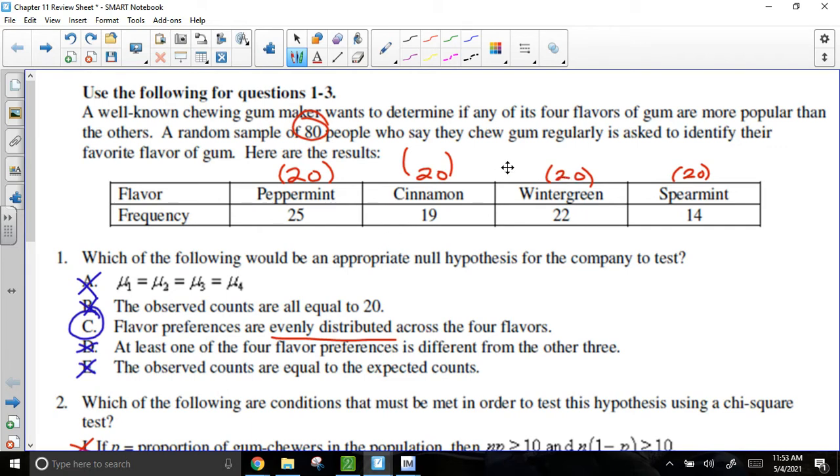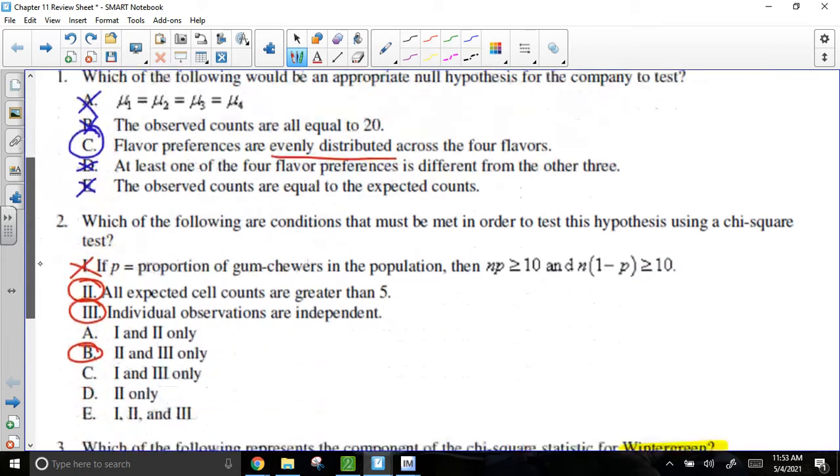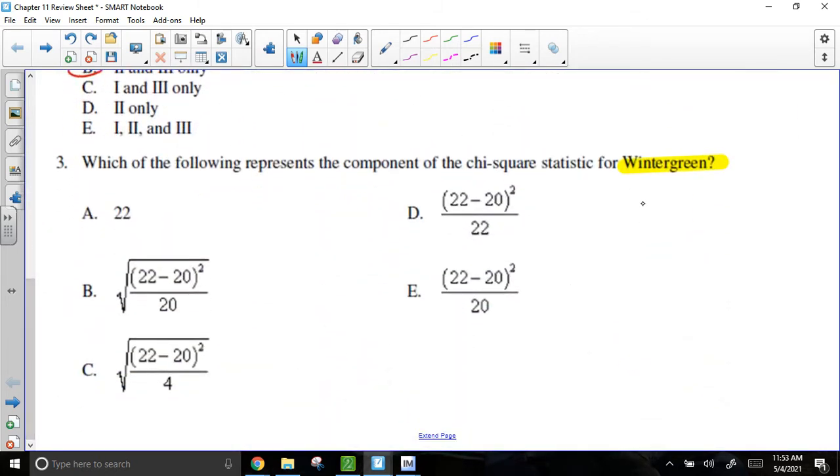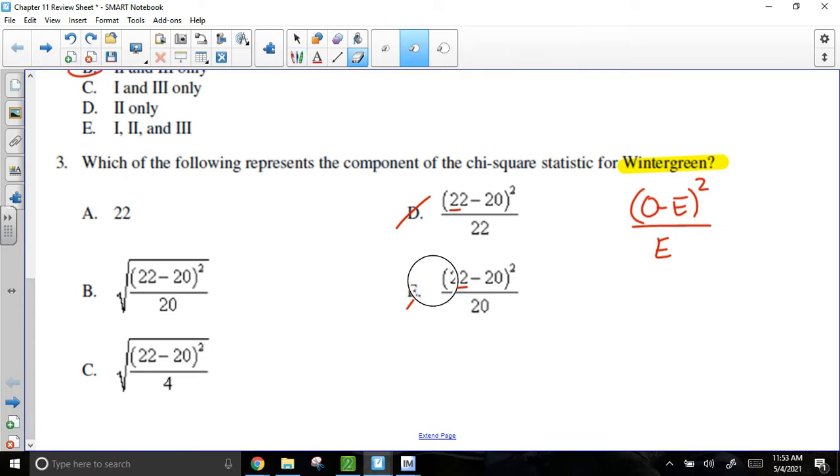Now, question 3 talked about wintergreen. So remember, this is the observed and this is the expected. So 22 is observed, 20 is expected. Now remember the formula. It's observed minus expected squared divided by expected. So if my observed is 20, it can't be these two because those start with 22. Oh, no, actually, my observed was 22. I was thinking the wrong one. So it's got to be one of these two.